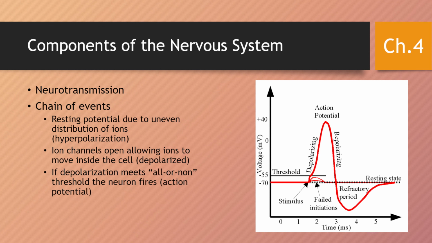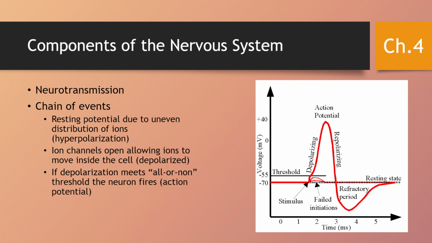When that reaches a certain point called the all-or-none threshold, so either it reaches this point or it doesn't, it's either all or none, then the neuron reaches what's called its action potential, and it's able to fire. You can see as it hits that peak at the top, it fires and sends off a signal. Then it has to repolarize and come down and reset.